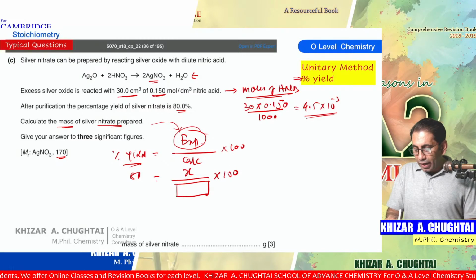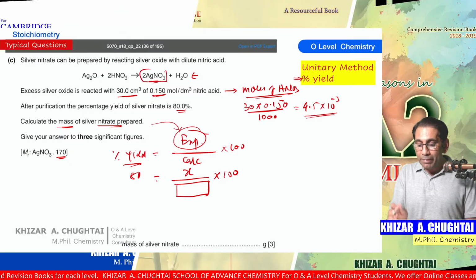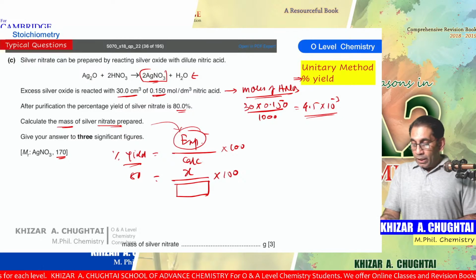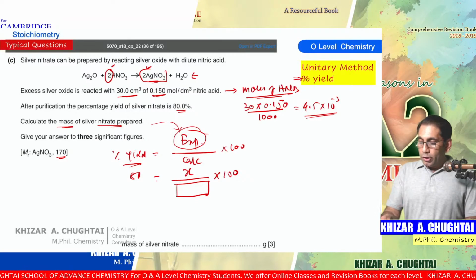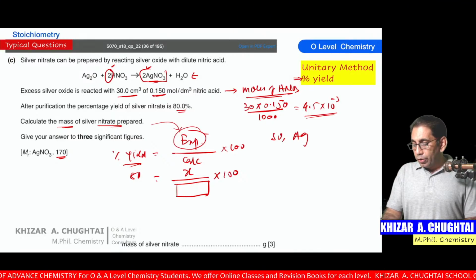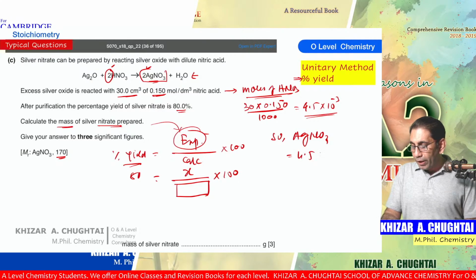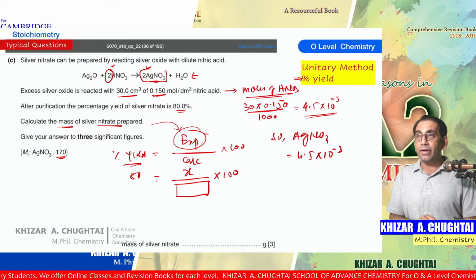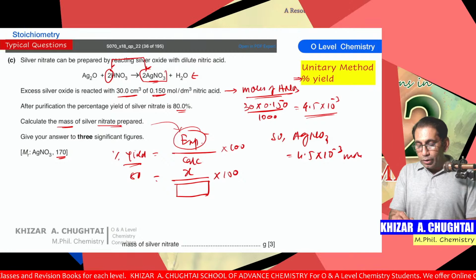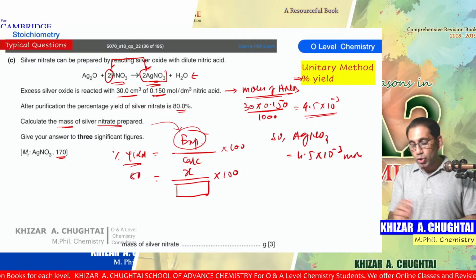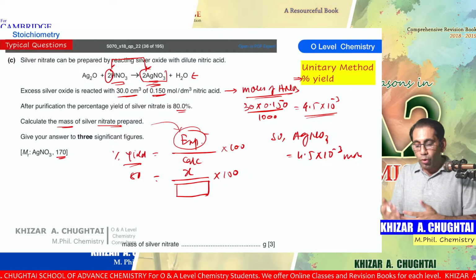And now I am going to find how much amount of this silver nitrate can be made up to the maximum extent. According to this chemical equation, 2 mole of HNO3 is equal to 2 mole of AgNO3. So AgNO3 that should be made up to the maximum extent will be 4.5 into 10 raised to power minus 3. That is the mole that can be made. According to the balanced chemical equation, the mole of HNO3 is equal to the mole of AgNO3. So the quantity of HNO3 used will give the same quantity, with respect to mole, of AgNO3.